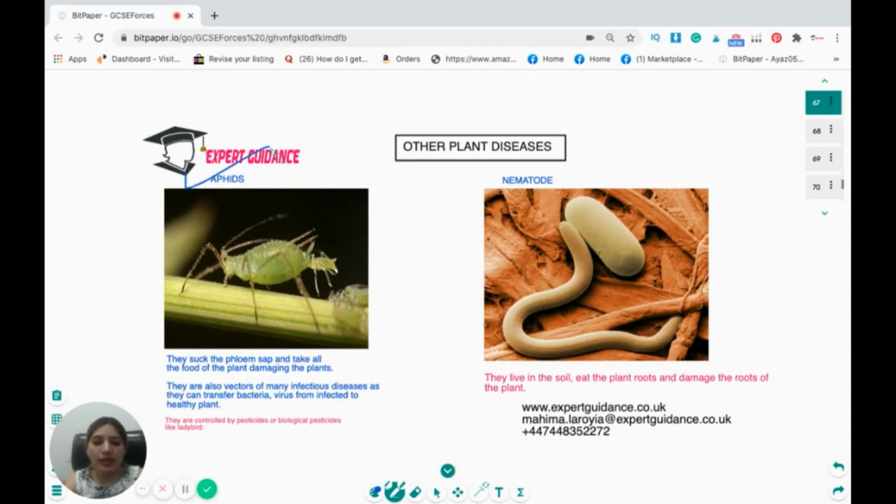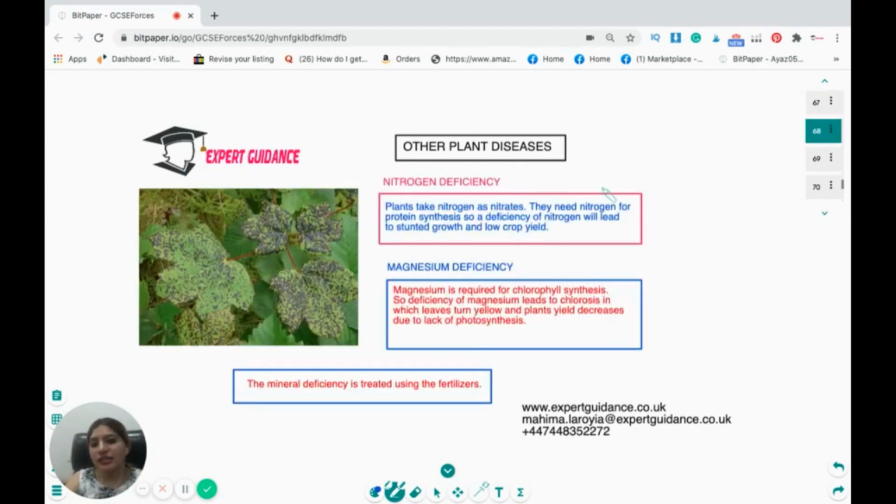Nematodes live in the soil. They eat the plant roots and damage the roots of the plant. Other diseases in plants are nitrogen deficiency. Plants take nitrogen as nitrates. They need nitrogen for protein synthesis. So deficiency will lead to stunted growth and low crop yield.